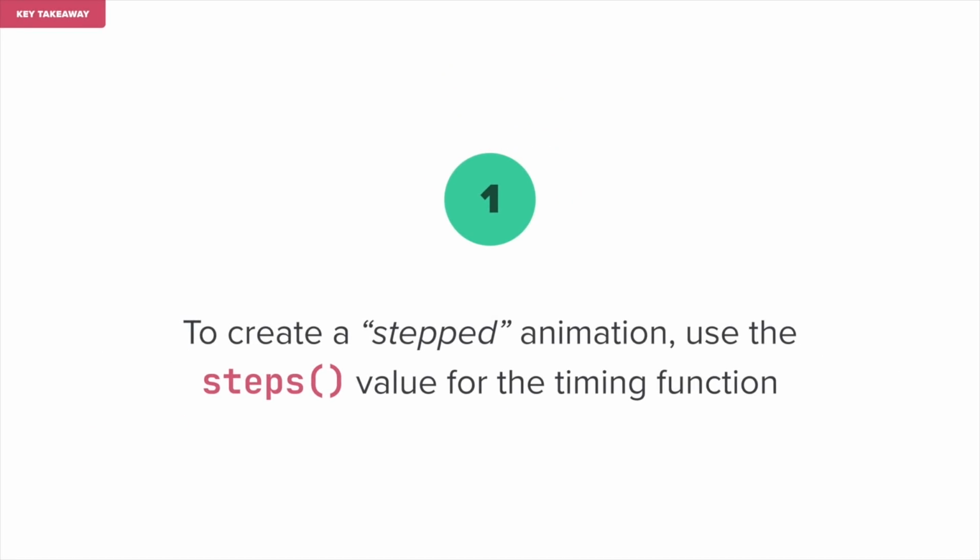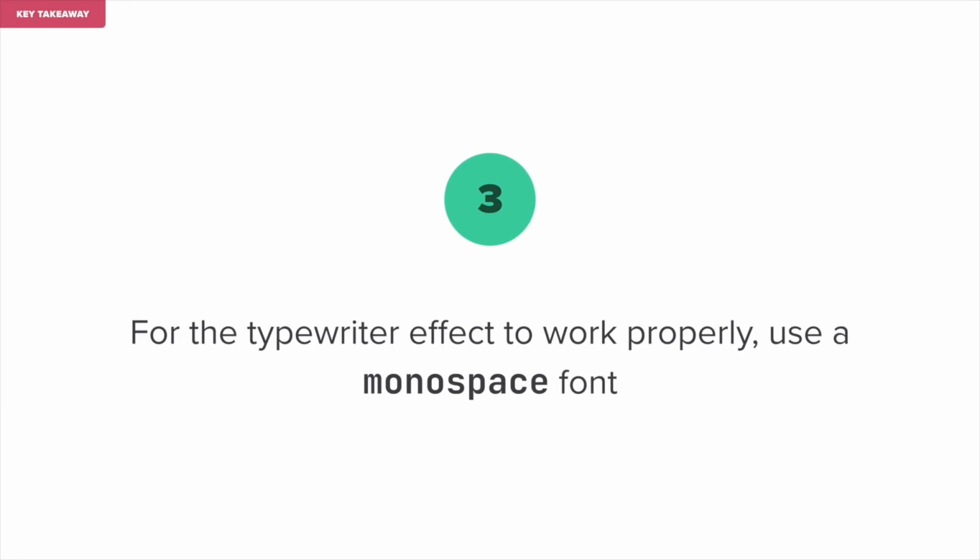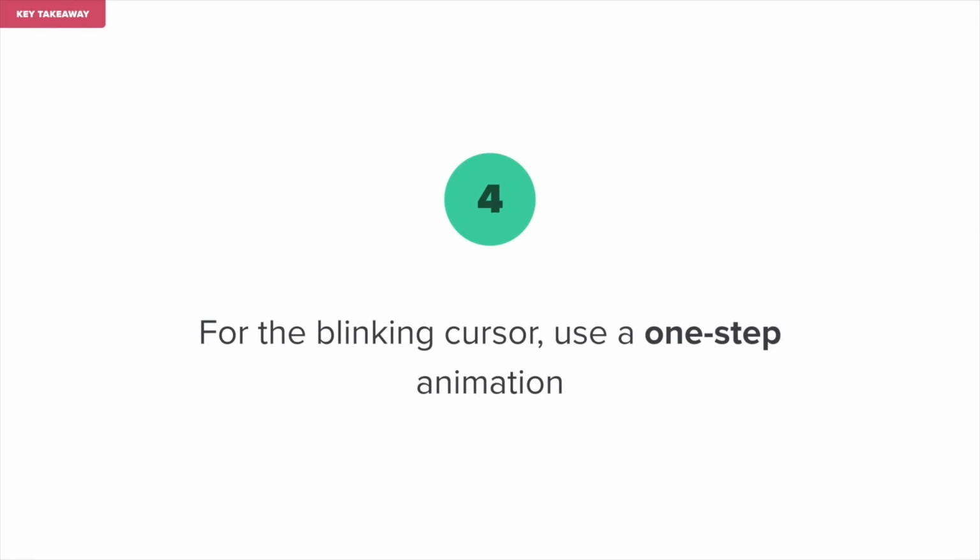To create a stepped animation, use the steps value for the timing function. For a typewriter effect, use the number of characters as an argument for steps. For the typewriter effect to work properly, use a monospace font. For the blinking cursor, use a one-step animation.